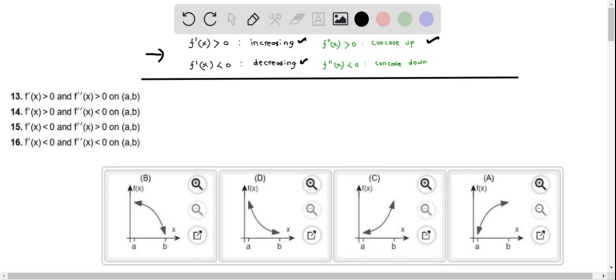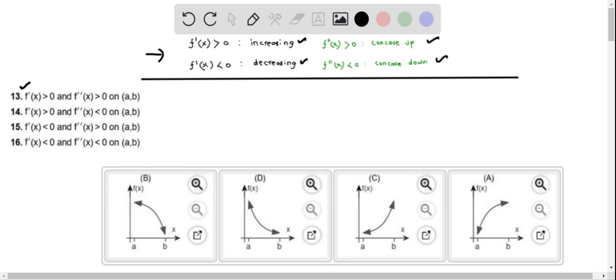And whenever the second derivative is positive, we see that it is concave up in that interval, and whenever the second derivative is less than 0, we see that the function is concave down in this interval. So we are going to use the definition of the first derivative and second derivative to match the conditions of this first derivative and the second derivative with the corresponding graphs. So first, let's verify this 13.